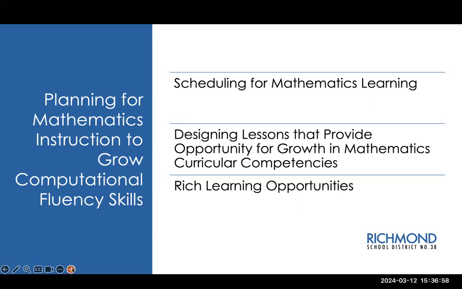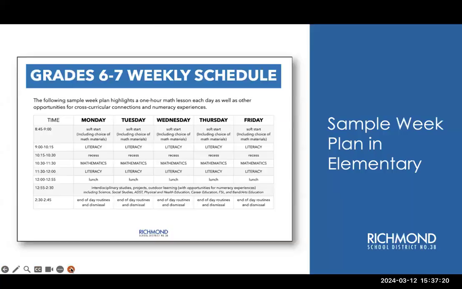And then some examples of rich learning opportunities to develop computational fluency skills and apply and transfer them to different contexts. So that's a really important piece in terms of what we know about student learning. If they can't apply and transfer their ability to compute or computation, have they really learned it or understood it? So providing those opportunities for them to apply and transfer.